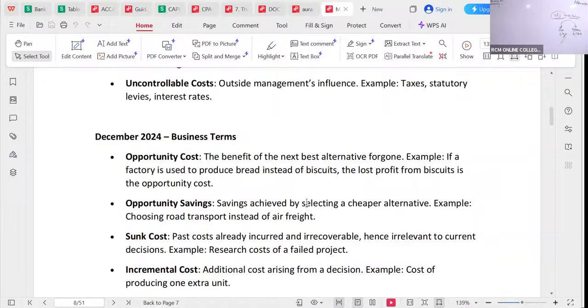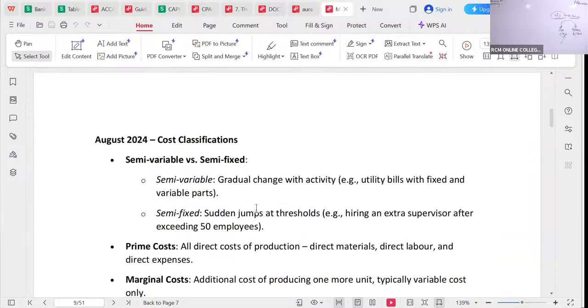Incremental costs, these are additional costs arising from a decision. Example, cost for producing one extra unit. Please listen here.